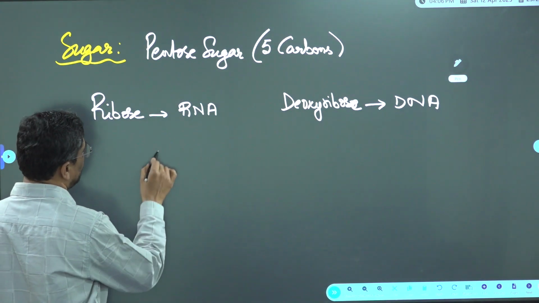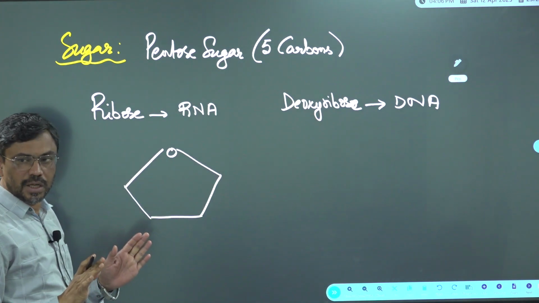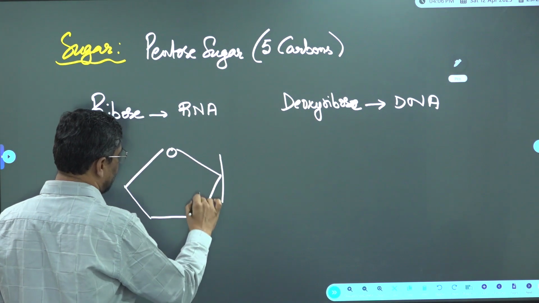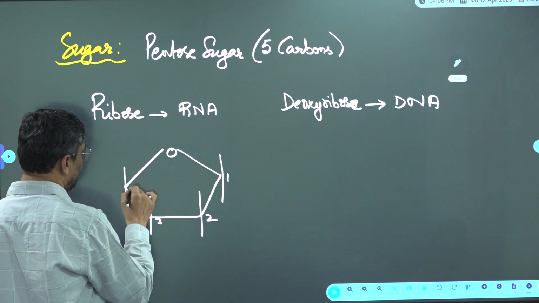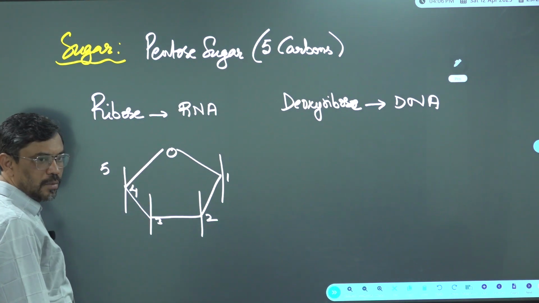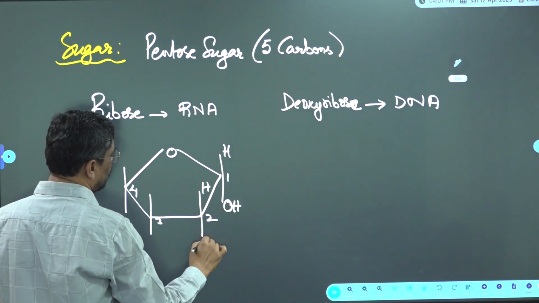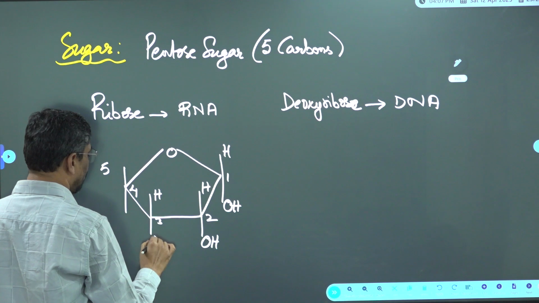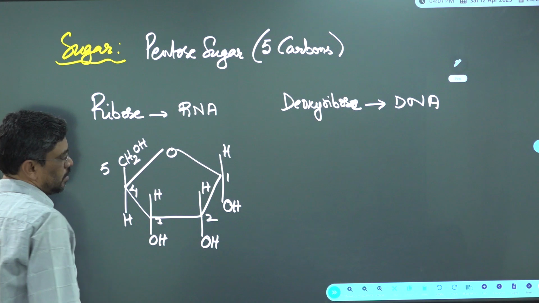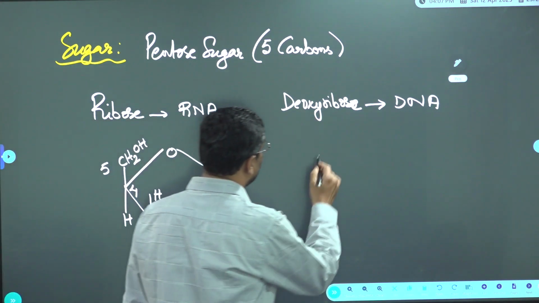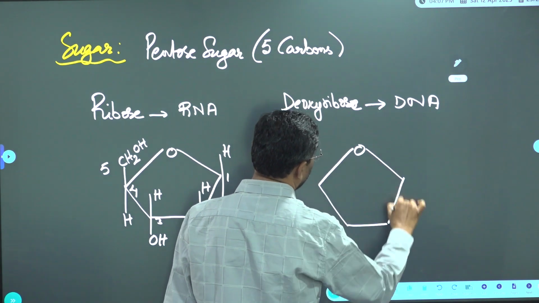Ribose is a pentose sugar. If you observe the structure, this is for your understanding. No need to remember the structure. Suppose this is ribose sugar. It is a 5-carbon sugar. First carbon, second carbon, third carbon, fourth carbon, and this is the fifth carbon. Here, H, OH, H, OH, H, OH, H, CH2OH. This is ribose sugar. Whereas deoxyribose sugar is also a pentose sugar. That means it also contains 5 carbons.